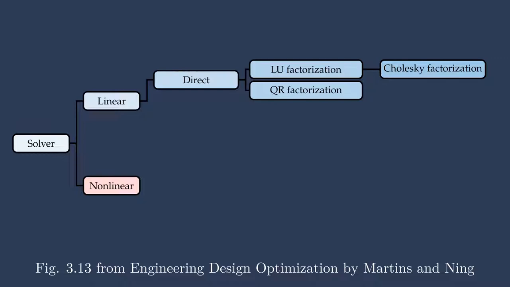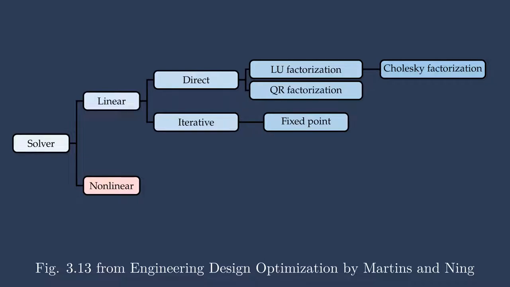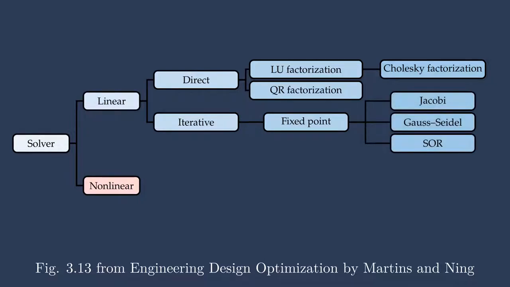A different type of solver than a direct one is an iterative solver. Iterative solvers loop through a system and converge. Instead of taking just one step, they take a certain amount of steps depending on how coupled or how complex your system is. Iterative solvers are also known as fixed point methods, a few of which are Jacobi, Gauss-Seidel, and successive over-relaxation. Now these are within the linear subcategory, but they can also be nonlinear solvers as well. I'll get more into that later.